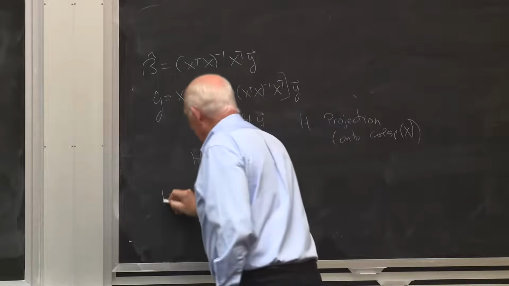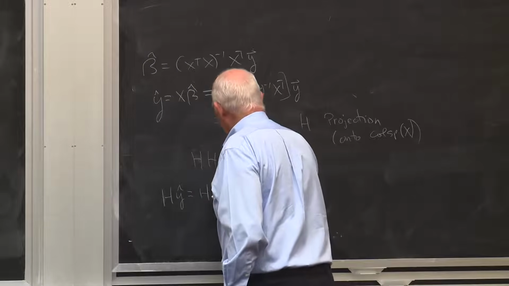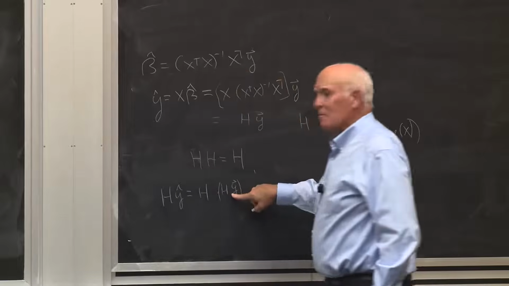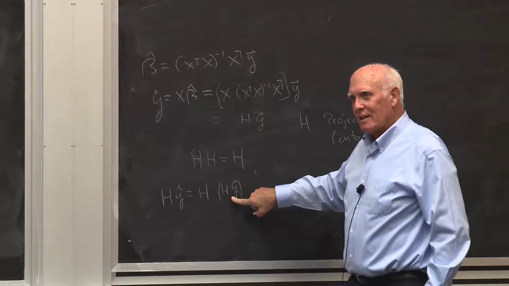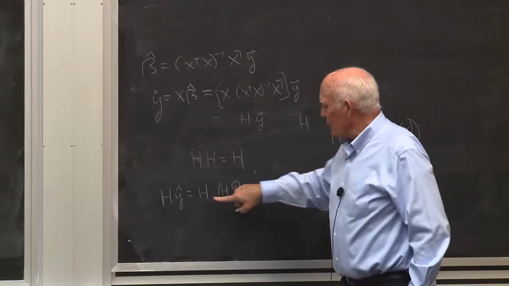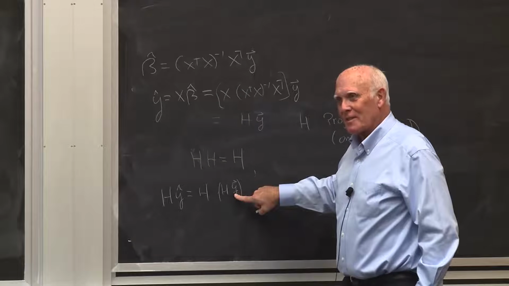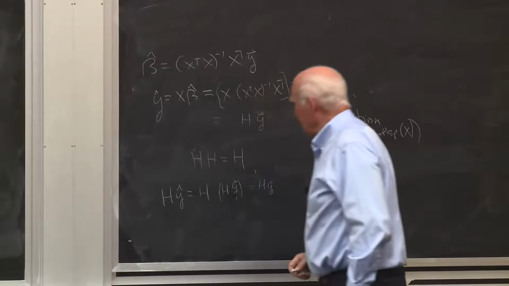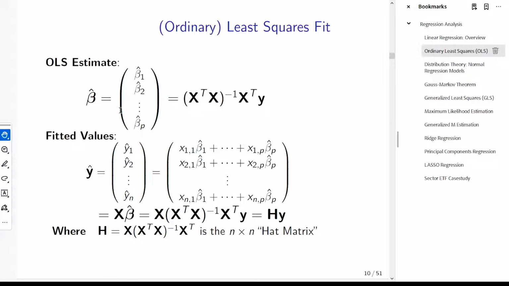What's relevant is that if we were to take H y hat, which is then equal to H times H y, if this first term is in the column space of X as a projection, then projecting it onto that same column space will have no difference. So this is logically what it should be. And if we multiply out the projection matrix times itself, we get this property.